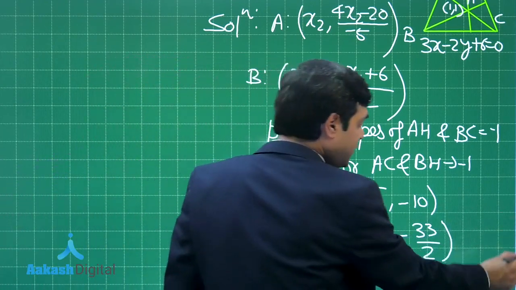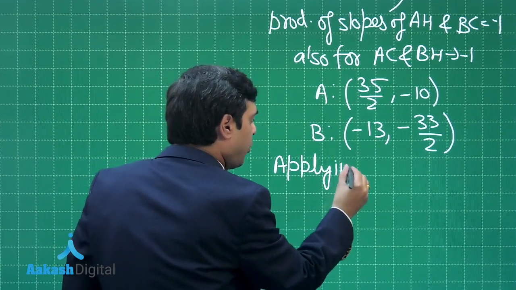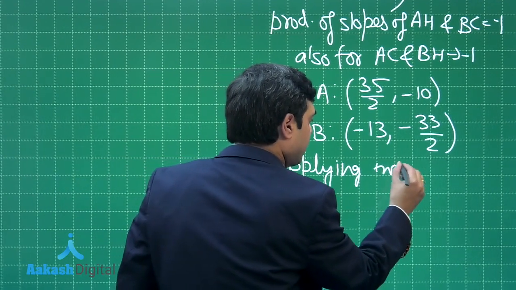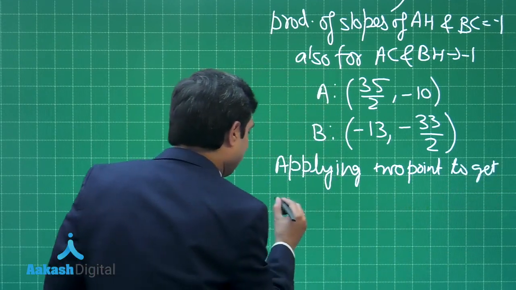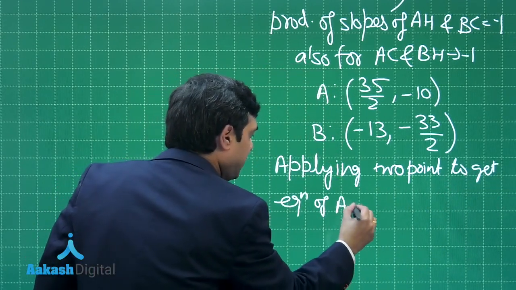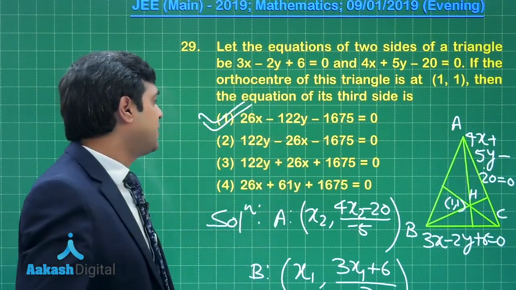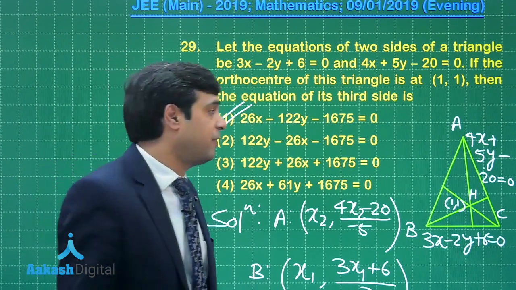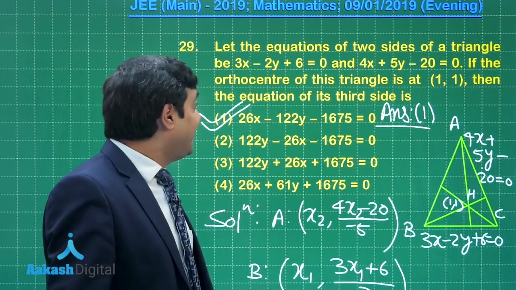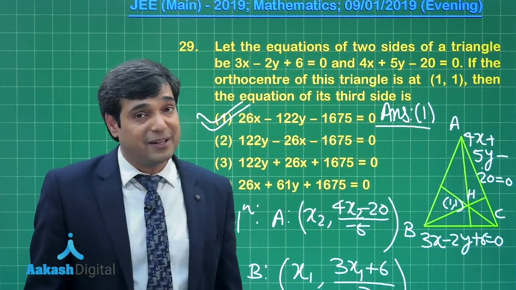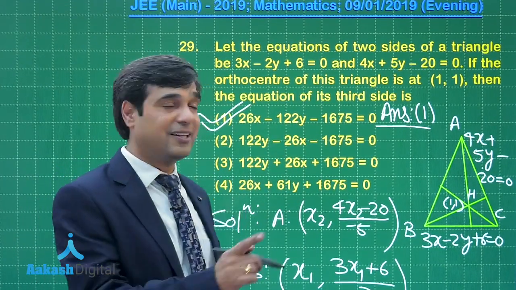Once we get A and B, just apply the 2-point form to get the equation of AB. On applying the 2-point form, we simply get the equation of line AB as 26x minus 122y minus 1675 equals 0. So the correct answer for this question is option number 1. It's a bit lengthy question. We have to do a lot of calculation, but still we get the answer as option number 1. Let's move on to the last question of this paper, that is question number 30.